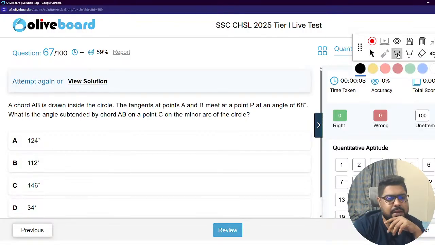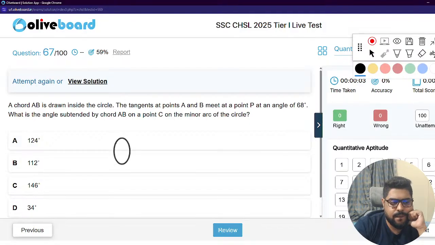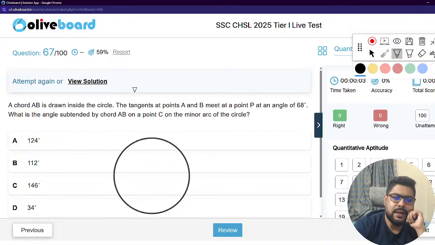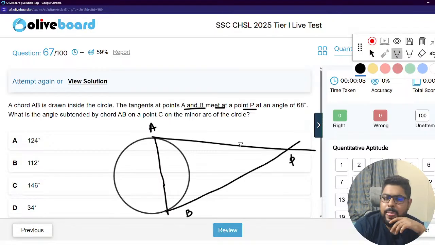Okay, perfect. The tangents, ये बना सकते हैं क्या सर? चलो ठीक है, बना लिए. Now, AB tangents are at point A and B meet P at this. Okay, sir. Where 68 degree. Okay, sir. ऐसा कुछ ले लो, sir. This is P and this is chord AB, sir. This is your chord AB, sir. A here, B here. Achha, meet at an angle 68. So this is 68 degree.